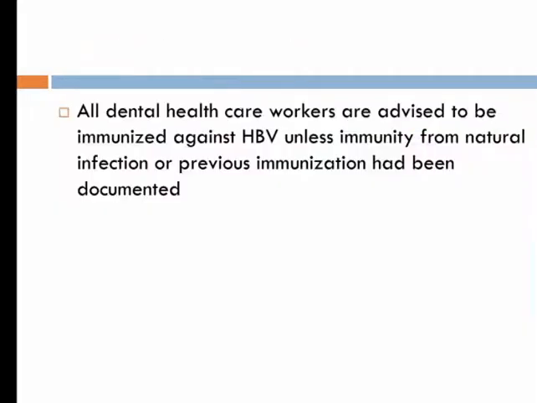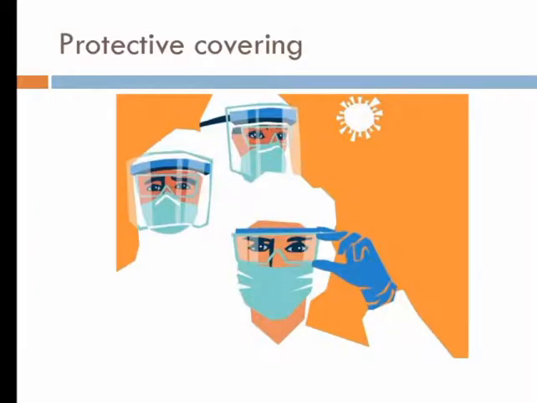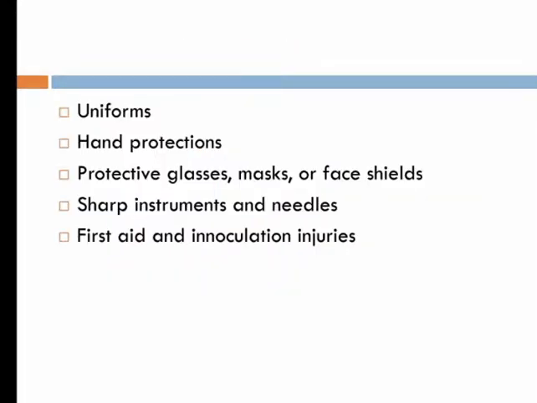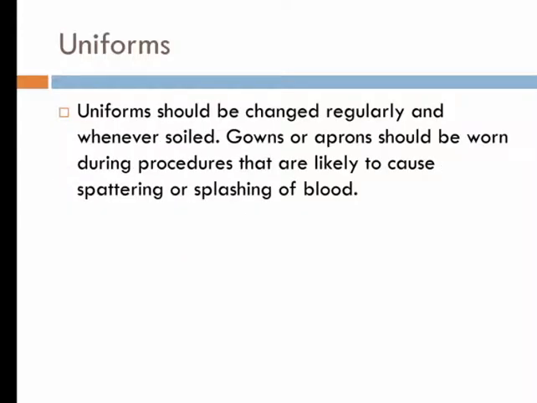Immunization. All dental healthcare workers are advised to be immunized against Hep B virus unless immunity from natural infection or previous immunization has been documented. Protective coverings include uniforms, hand protection, protective glasses, mask, or face shields. Uniforms. Uniforms should be changed regularly and whenever soiled. Gowns or aprons should be worn during procedures that are likely to cause splattering or splashing of blood. For example, the oral surgeries that we are about to perform.